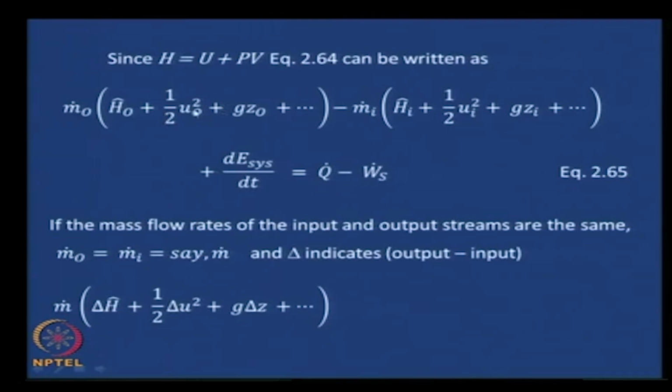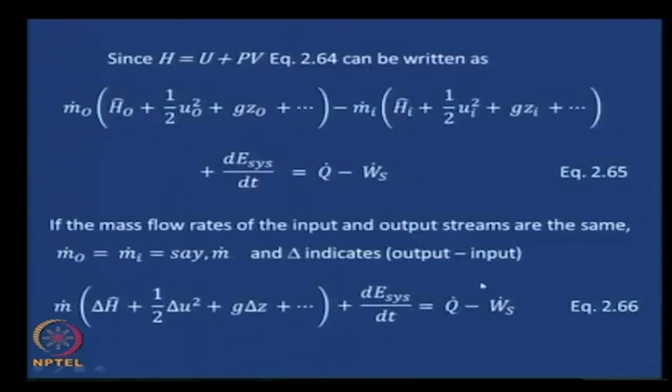plus half of uo squared minus ui squared, that becomes delta u squared, plus g of zo minus zi, which becomes g times delta z, and hopefully you can write the other terms in terms of the differences. So that is indicated by the dot dot dot. This is for the terms that correspond to the other energies, plus the remaining terms, d/dt of the E of the system equals q dot minus Ws dot. We will call this equation 266.